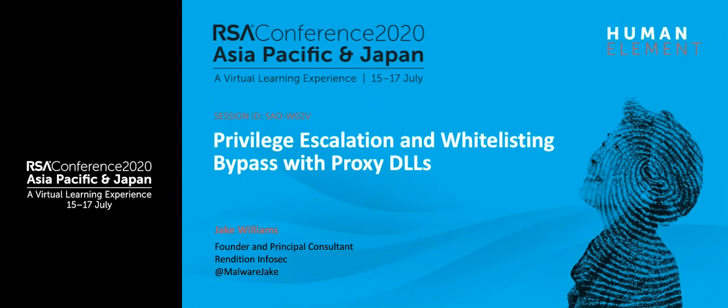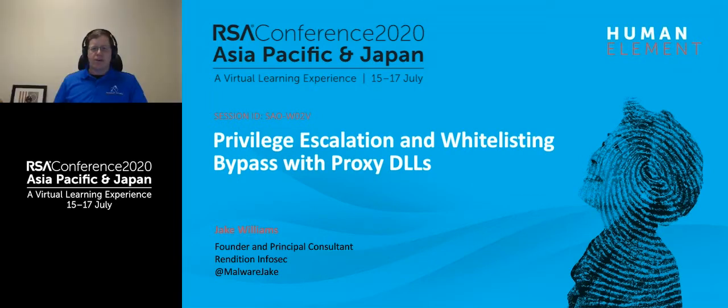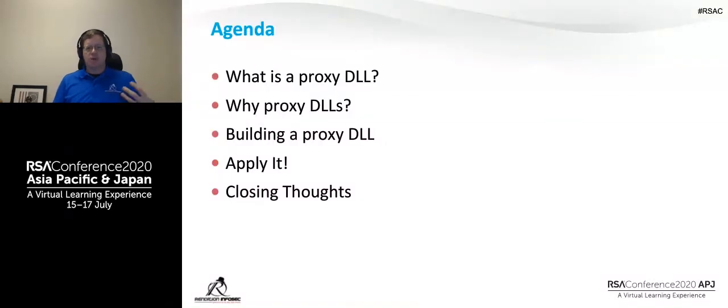Hey, thank you so much, Casey. I'm super excited to be here, and thanks to everybody for being out here with us at RSA. So I wanted to start talking about our agenda: what are we going to cover? Right off the bat, I want to talk about what a proxy DLL is, because we're talking about privilege escalation and bypass. I assume most people coming to this may know what a proxy DLL is. I assume some of you don't.